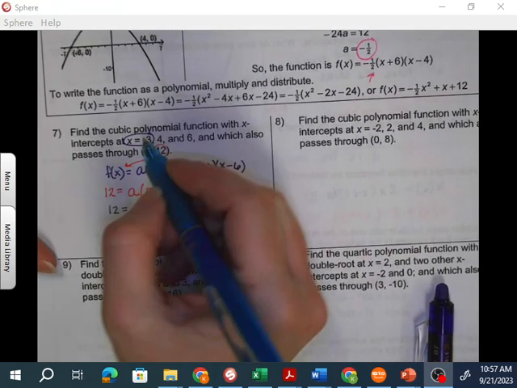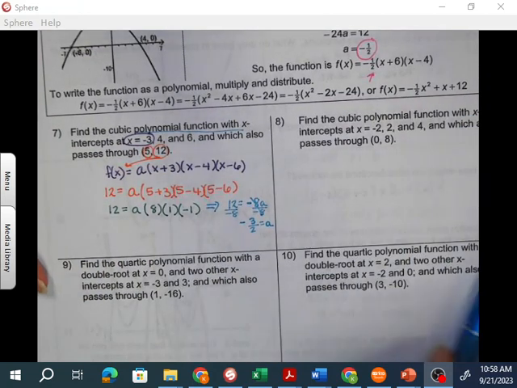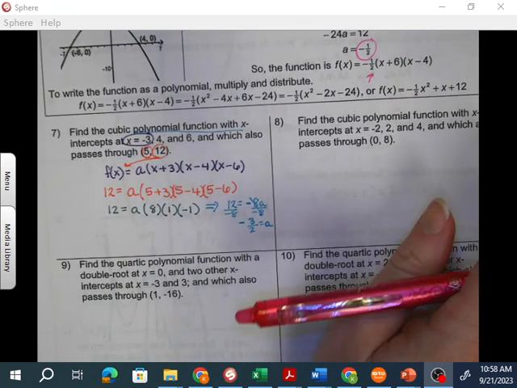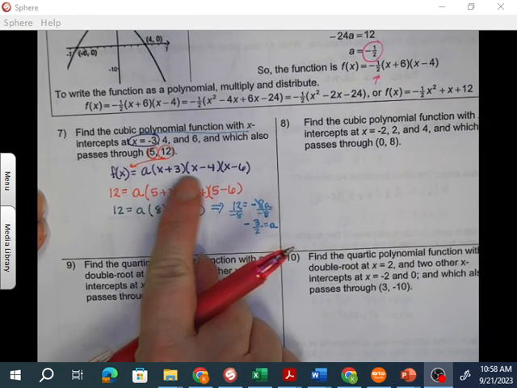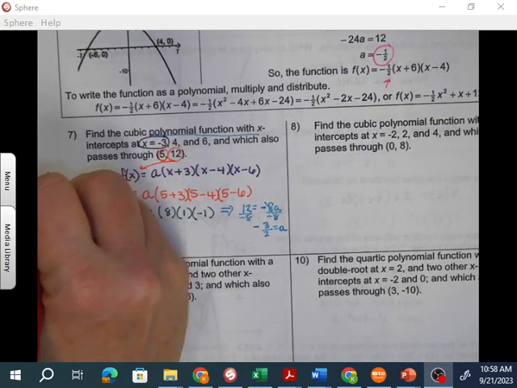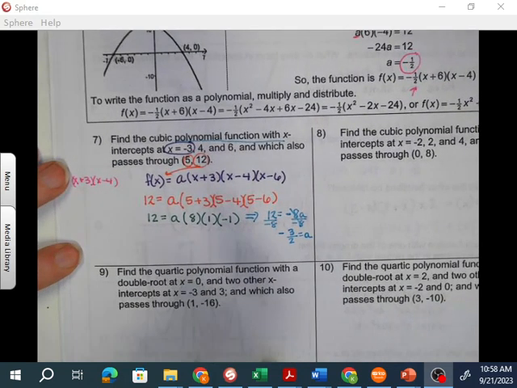All right, but it asked me to find the whole polynomial function. So now I have to do a little bit of what we were doing yesterday and the day before. I need to multiply these out. This box is really small, I'm sorry. So x plus 3 times x minus 4. I'm going to do those two together first.